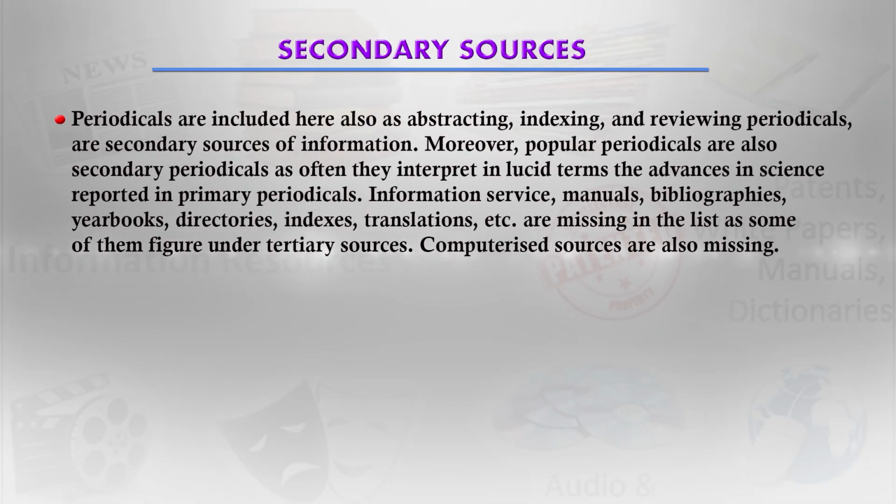In this secondary category, periodicals are included as abstracting, indexing and reviewing periodicals, because they are secondary sources of information. Moreover, popular periodicals are also secondary periodicals, as often they provide information from the primary periodicals. Surveys, manuals, bibliographies, yearbooks, directories, indexes and translations are missing from this list, and some of them are categorized under tertiary sources. Similarly, in this categorization also, computerized sources are missing.